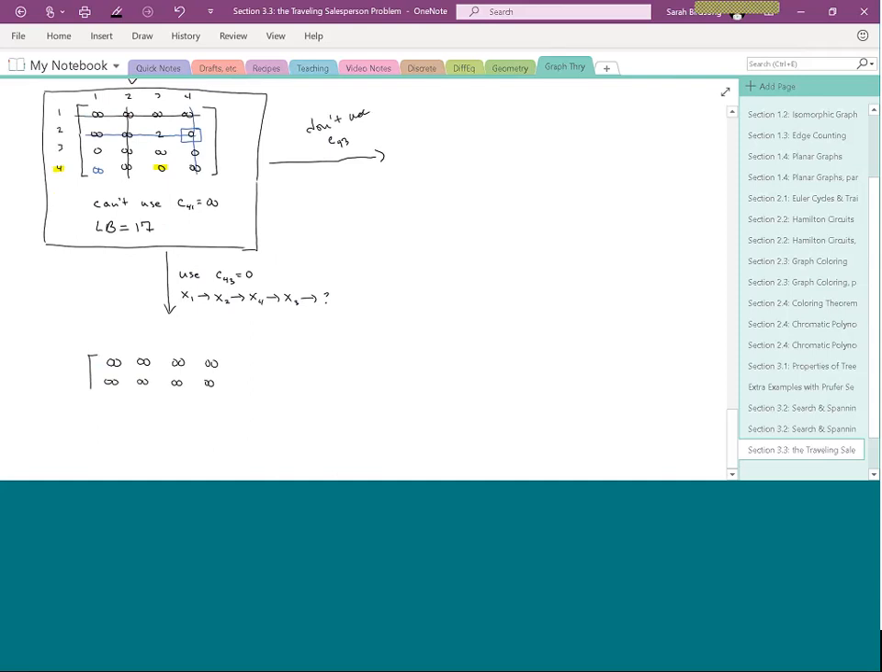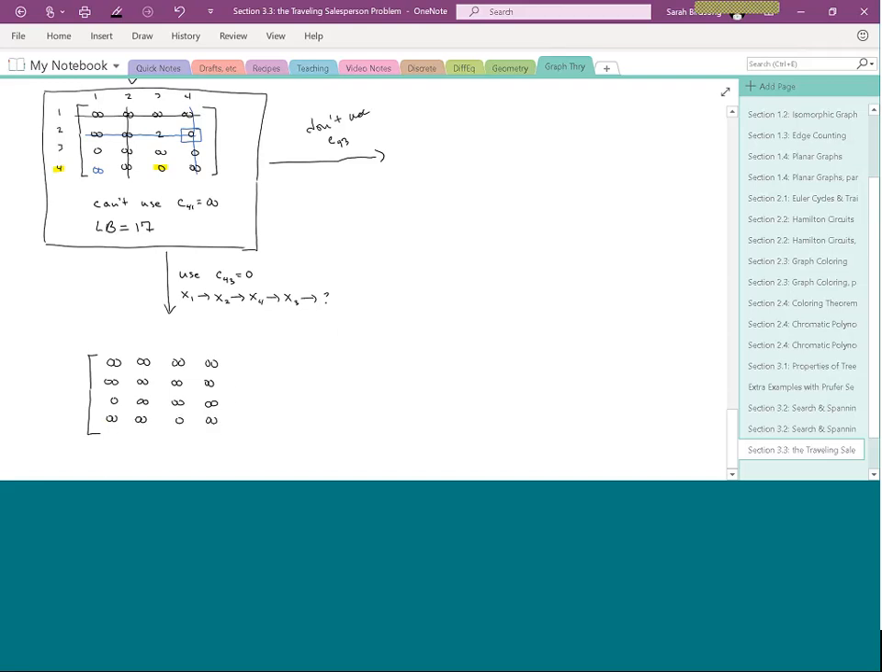And they'll also be crossed off. Third row is 0, 2 infinities, and an infinity at the end. Why an infinity at the end? Because it was a crossed off column. And the last row is infinity, infinity, 0, and infinity.